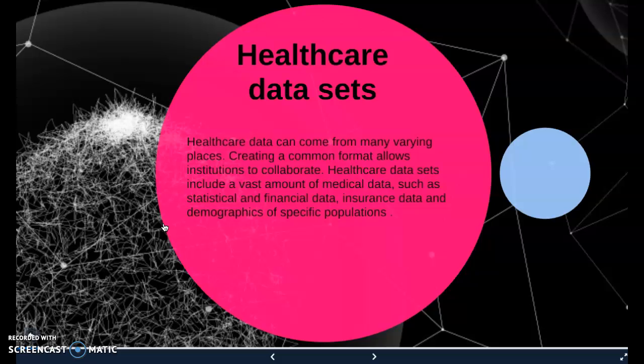Healthcare data sets can come from many varying places. Creating a common format allows institutes to collaborate. Healthcare datasets can include a vast amount of medical data, such as statistical and financial data, insurance data, and demographics of a specific population.